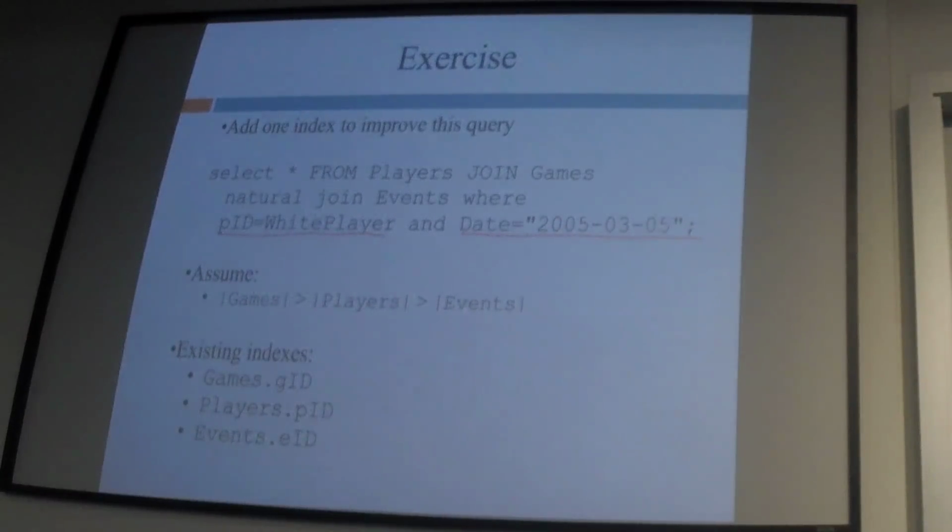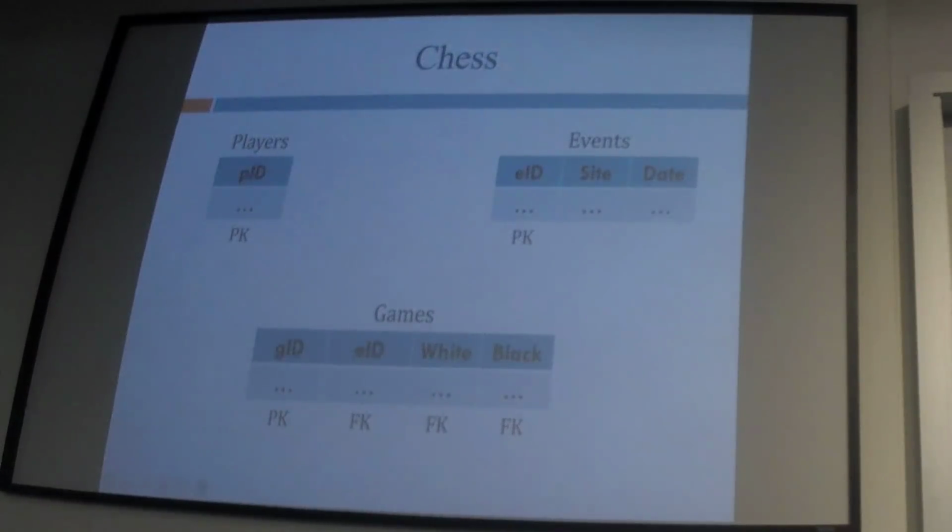The natural join part, games natural join events, is going to use this. We can't do a natural join between games and players because the column names don't match. We have two of them, white and black. But the join condition we're doing is where white is equal to PID. Okay.